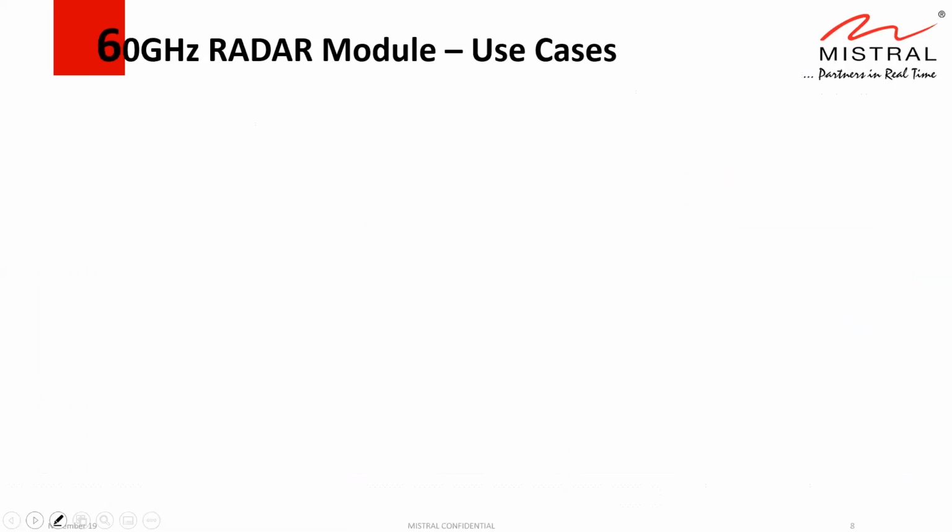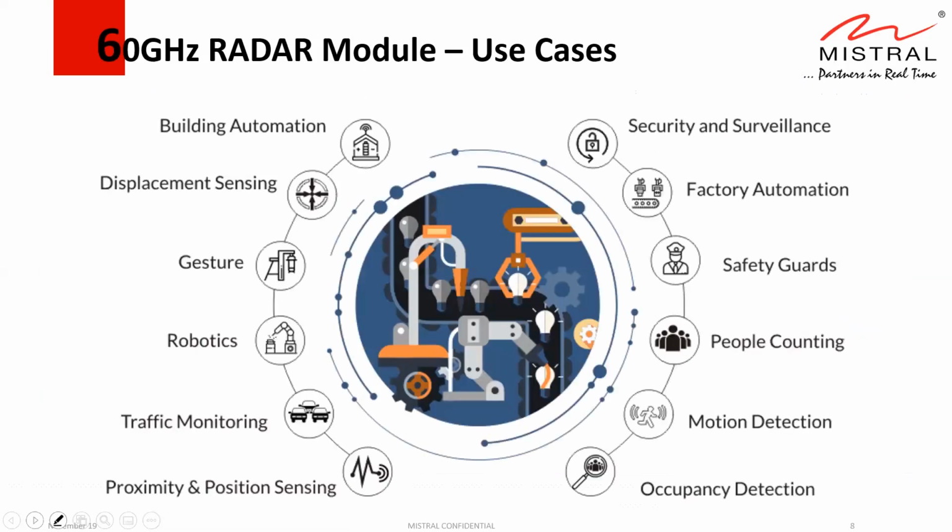So what are some more use cases specific to the industrial side? It's building automation, gesture, robotics, traffic monitoring, security surveillance, factory automation, people counting, and occupancy detection. These are some of the applications, and it can be targeted to many more applications based on how users use this technology.